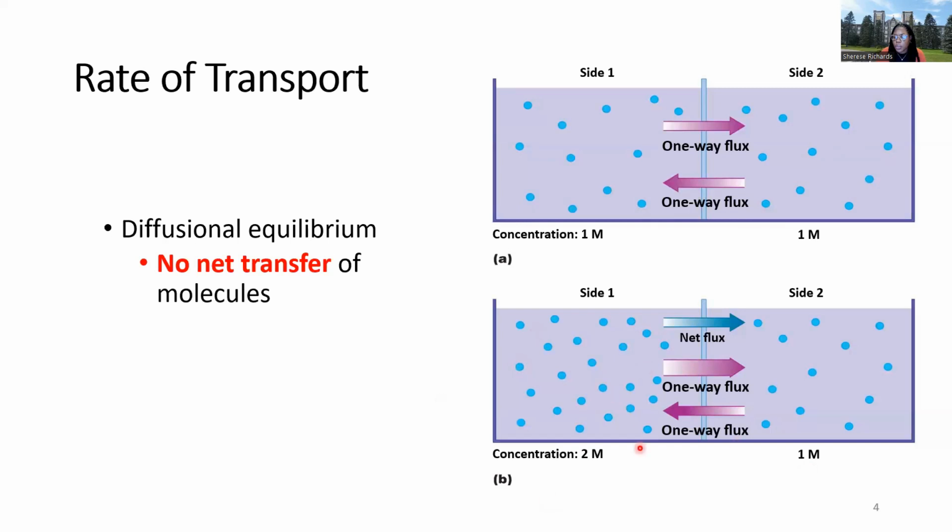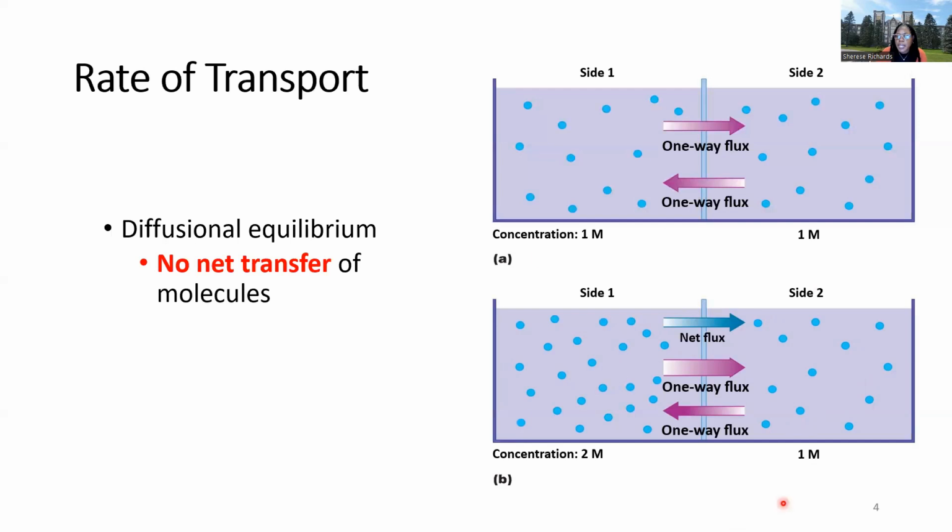In scenario 2, we have a gradient. So we have 2 moles of solutes dissolved on the left in side 1, and then 1 mole of solute dissolved in the solution on side 2. So we have a gradient. We have higher concentration on side 1, lower concentration on side 2. So while we see one-way flux, there is a greater flux from side 1 to side 2. Therefore, there begins to be a net accumulation of particles from side 1 to side 2.